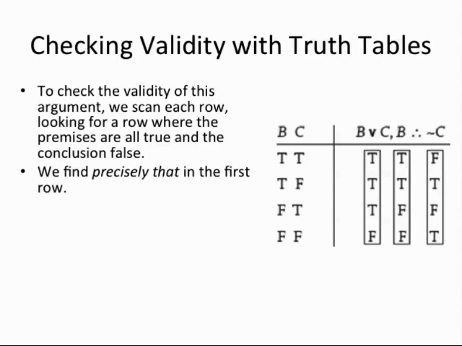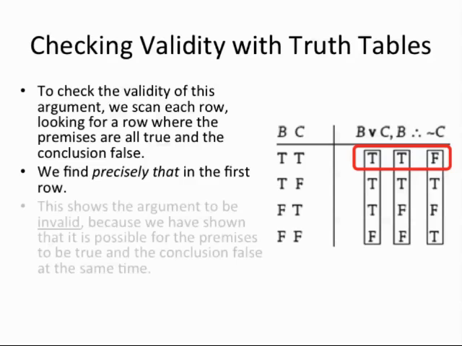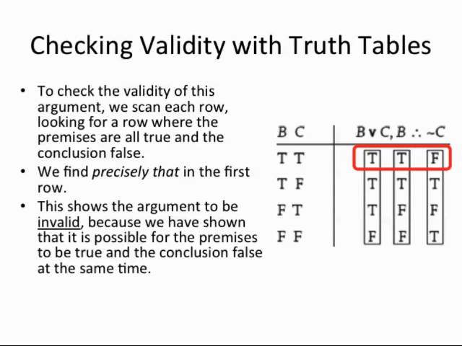The important thing to recognize is that we have found in this truth table a row where all the premises are true and the conclusion is false. This shows the argument to be invalid because we've shown that it's possible for the premises to be true and the conclusion false at the same time. Get the idea?